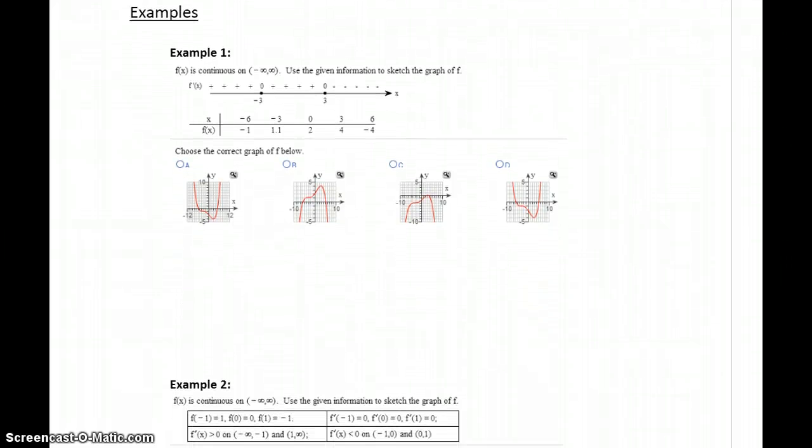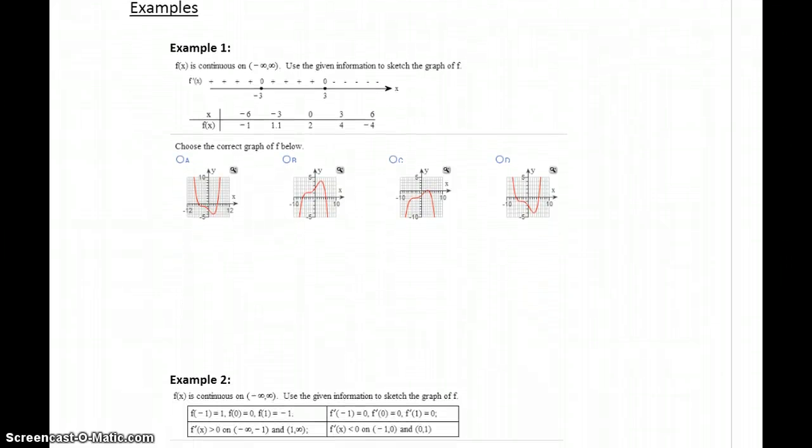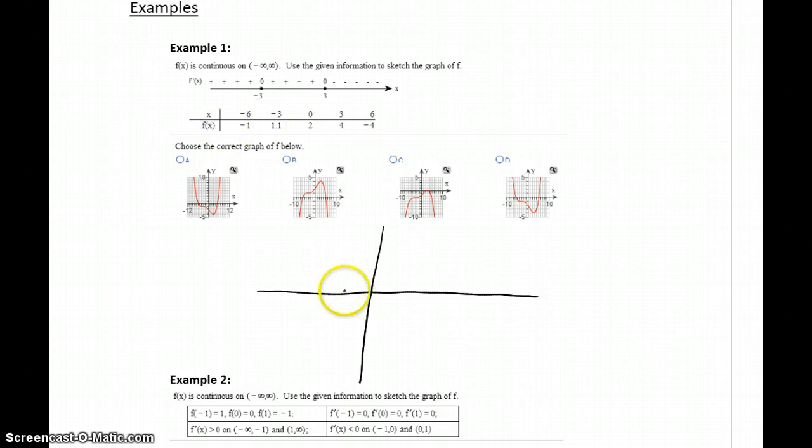So what we want to look at, for instance, in example 1, is a function that's continuous for all real numbers. We have a sign chart for the first derivative, and we have some different specific function values. So what we want to do is use that information to sketch a graph of the function, and then select that corresponding function. There are different strategies for this, but one simple method to get started is to graph the different function values.